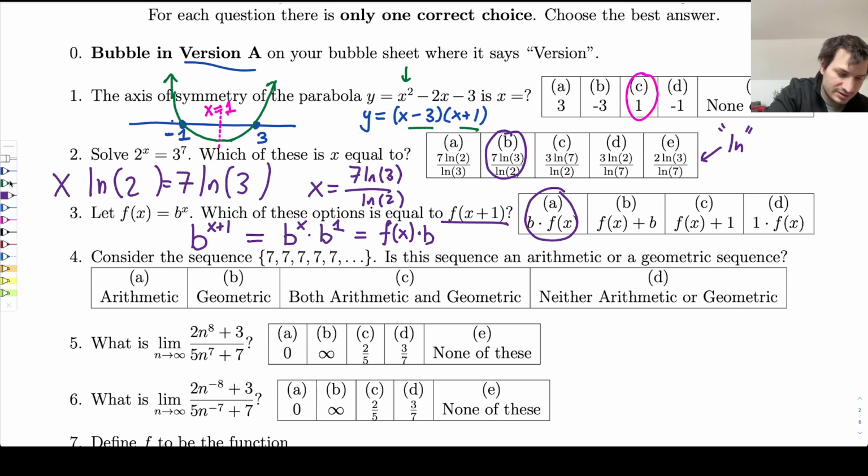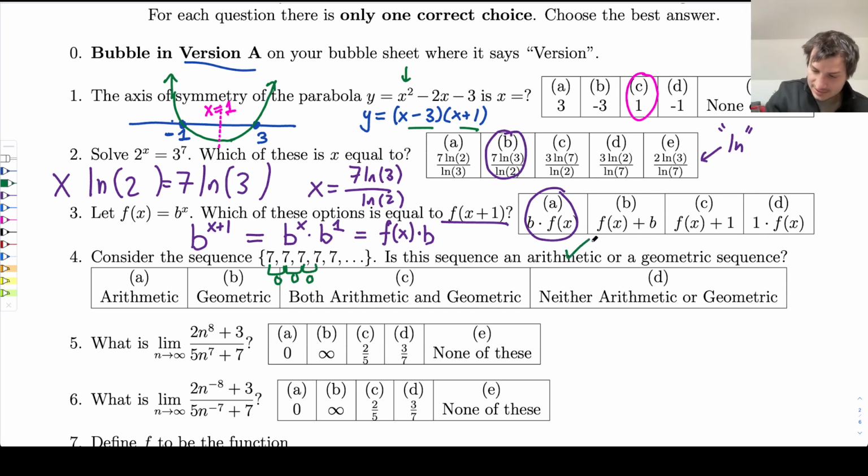Okay, question 4. Consider the sequence of all 7s: 7, 7, 7, 7. Is it arithmetic or geometric? Arithmetic means the difference between terms is always the same, and the differences here are always 0. So 0, 0, 0. You're always adding 0 to get to the next term. So it definitely is arithmetic.